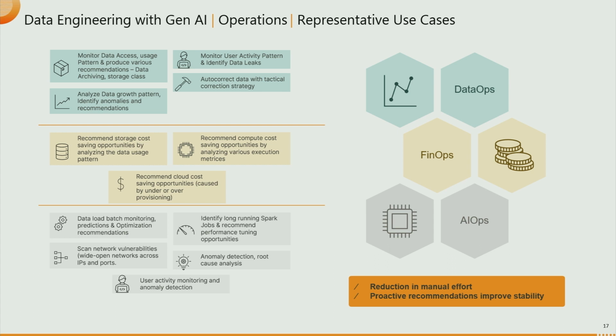In the data operations space, we have looked at various capabilities in enabling your data operations, which is basically enhancing your data or correcting your data, working with FinOps in understanding what your storage costs and compute costs are, and optimizing those. And in the area of AI ops, in enabling observability, right? So we have built several tools.